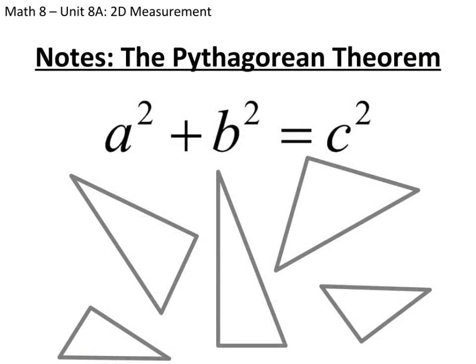Today we're going to be talking about the Pythagorean Theorem. This theorem allows us to find missing sides of a triangle through a special relationship that right triangles have. Let's take a look at some vocabulary.